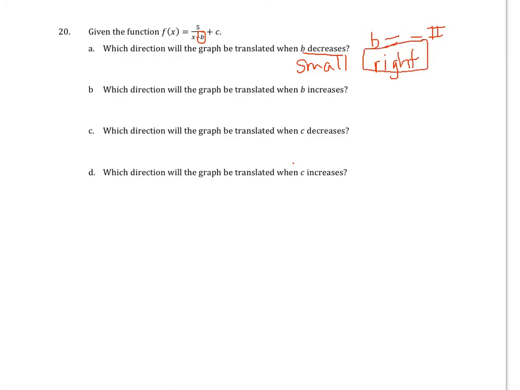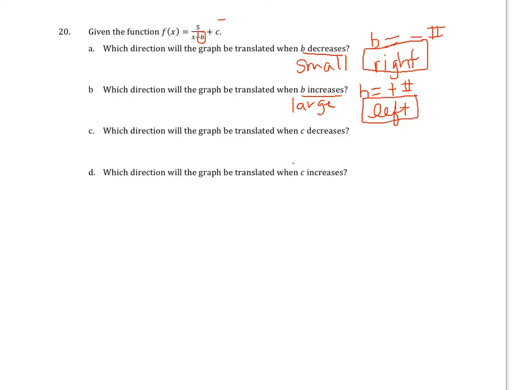It always goes opposite of common sense. So if b is increasing, that means that b is getting large. So let's think of our positive numbers. So when b is a positive number, it's going to be moving to the left.